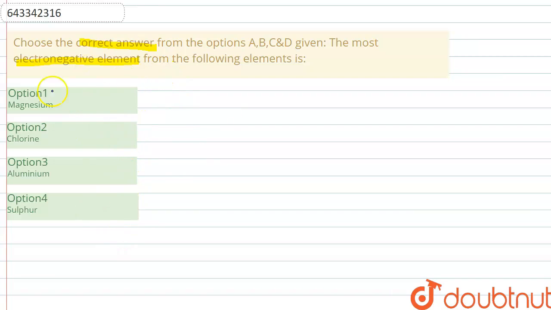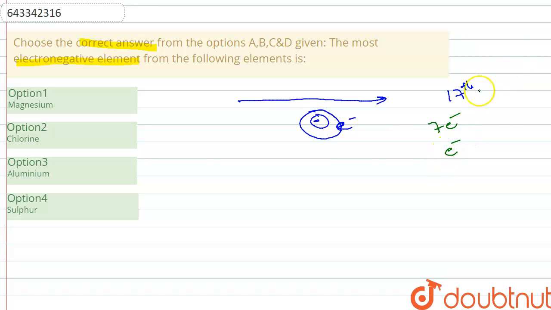Now we have four elements. First of all, we will see what is the trend of electronegativity in the periodic table. If you go from left to right in a period, we know that the number of shells remains the same, but the number of electrons in the outermost shell keeps on increasing. At the rightmost side of the periodic table before noble gases, we have halogens, which are the group 17 elements. These have 7 electrons in their outermost shell, and they require only 1 electron to fulfill the electronic configuration of noble gases.